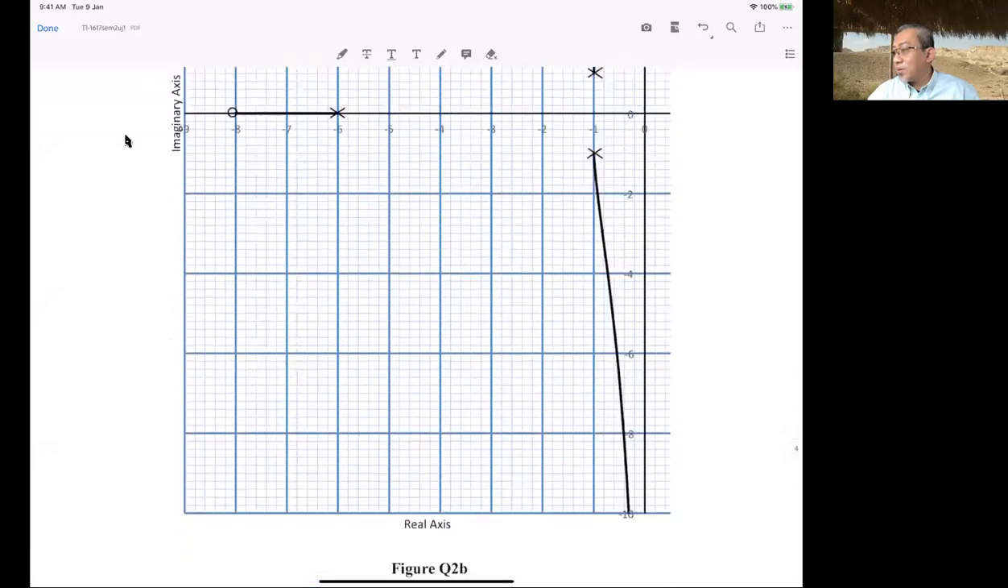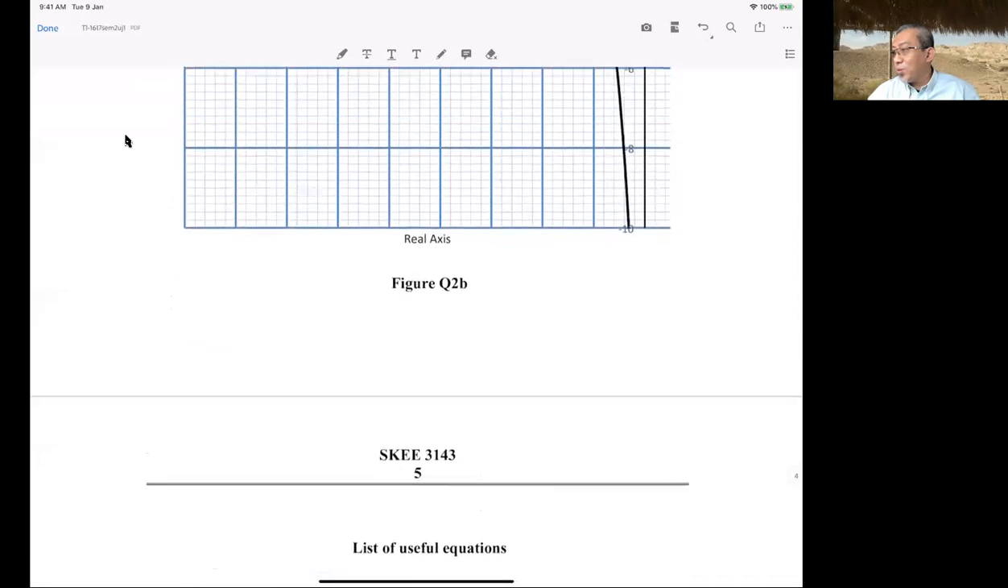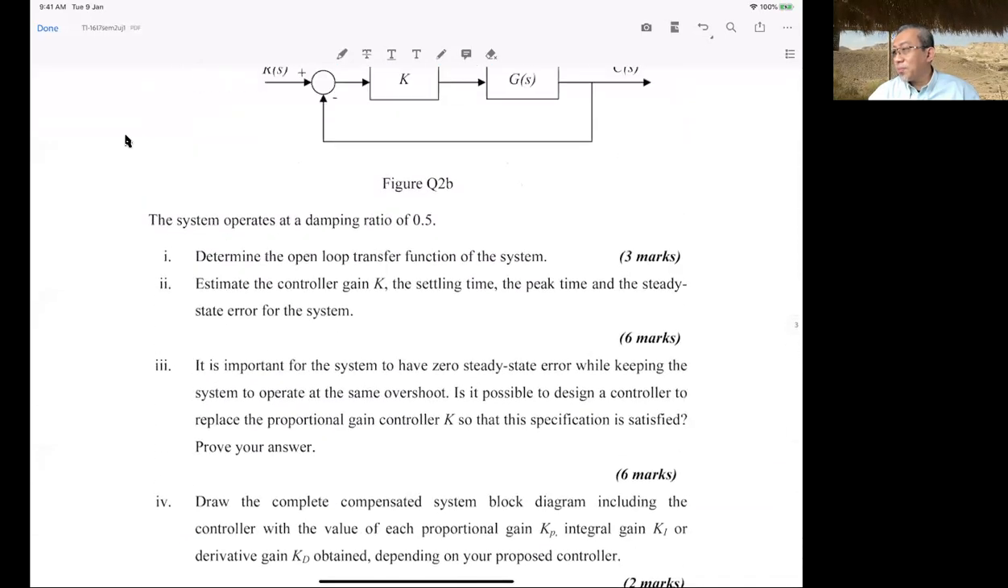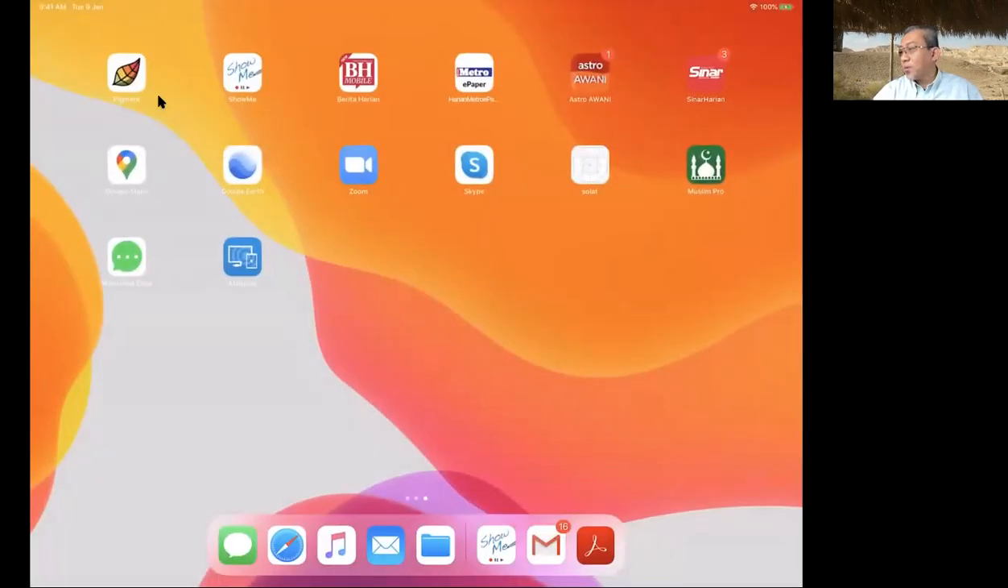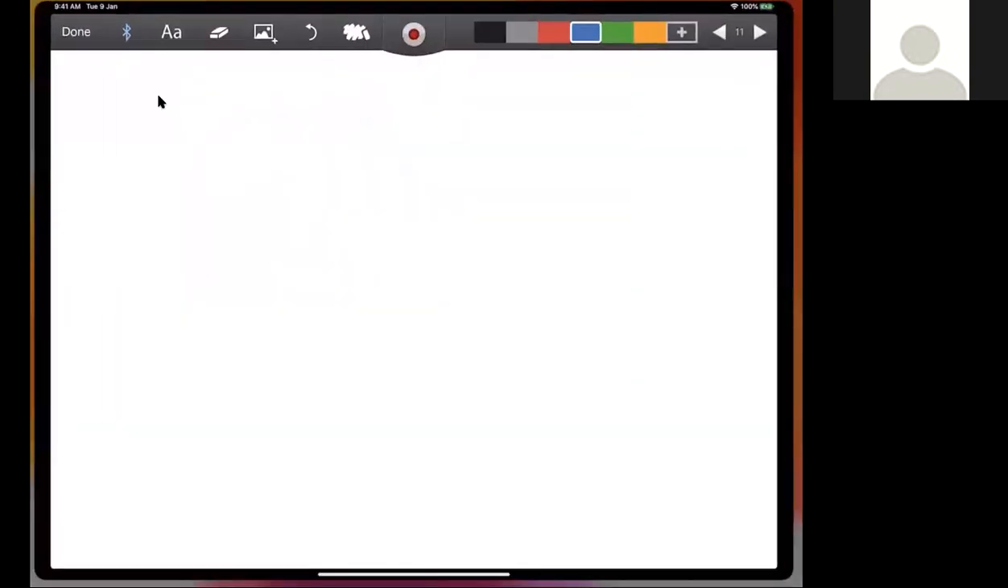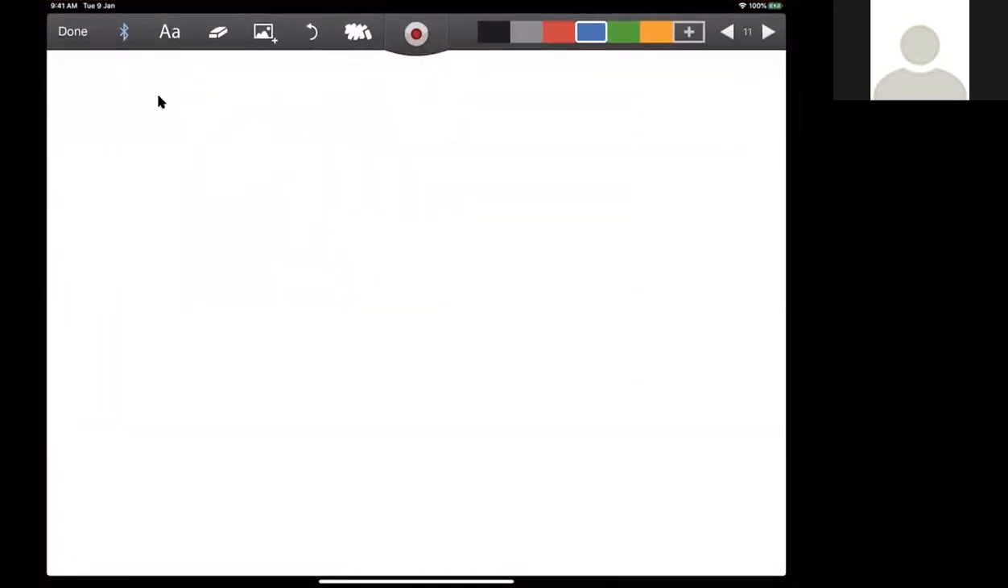Right, so Q2B is given, the plot is given. So straight away, question 2A is a direct question. You have to give the transfer functions of the PI and PD controller. Okay, so let's go.